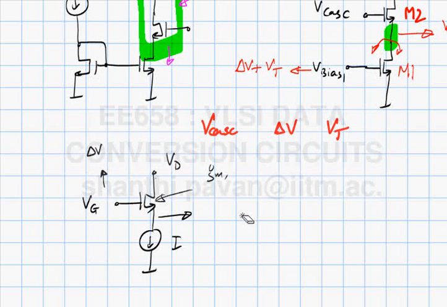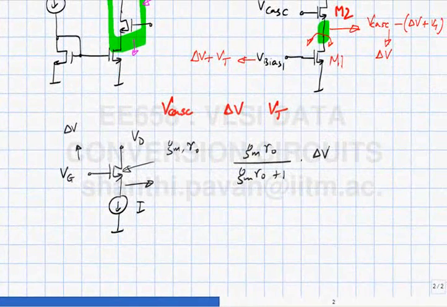Okay. So if there is a finite ro, how much does the source voltage go up by? If there is a finite output resistance, this source voltage changes by gmro divided by gmro plus 1 times delta V. Okay, now before I go further, if ro is infinity, why is the change here 0? The current flowing through the transistor is a constant.